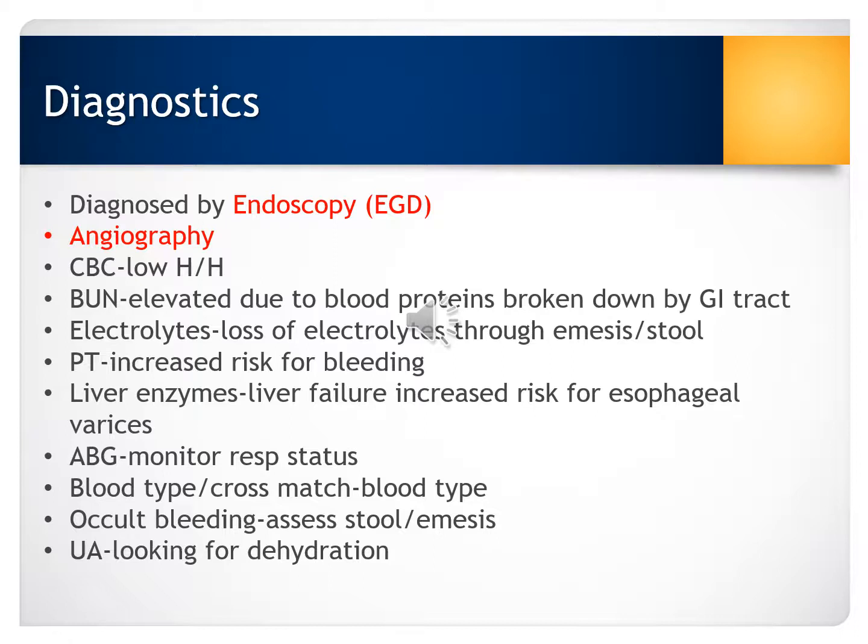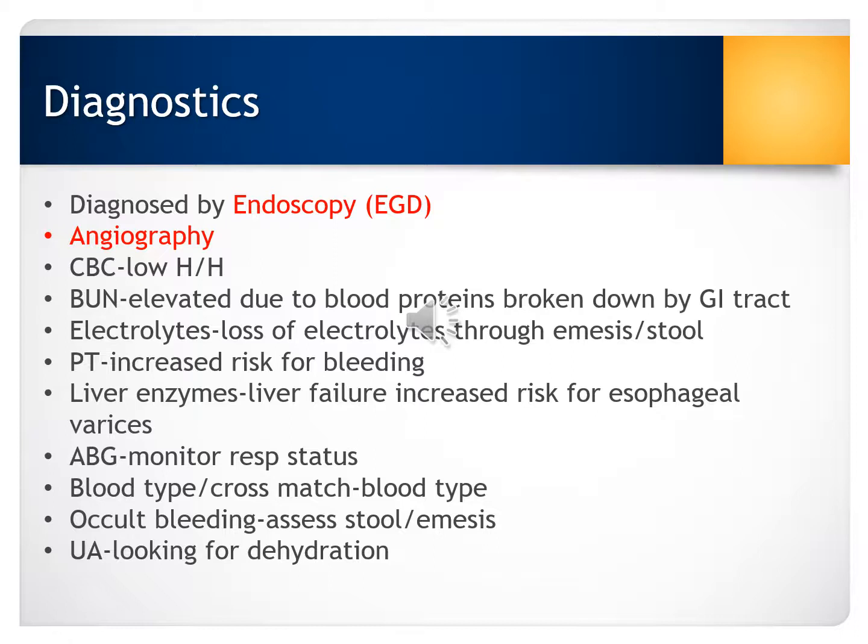You'll look at a patient's CBC and evaluate their hemoglobin and hematocrit levels, and this helps to estimate the degree of blood loss. It can also help you determine if the patient is having increased bleeding or if the bleeding has subsided. You'll also assess the patient's BUN level. During a significant hemorrhage, blood proteins are broken down by the GI tract, resulting in elevated BUN levels. Electrolytes may be out of whack as well, and this can be because the patient has had a severe amount of emesis or stool.